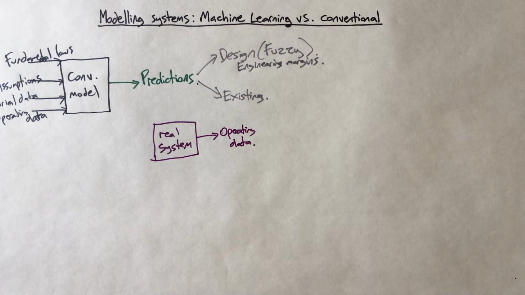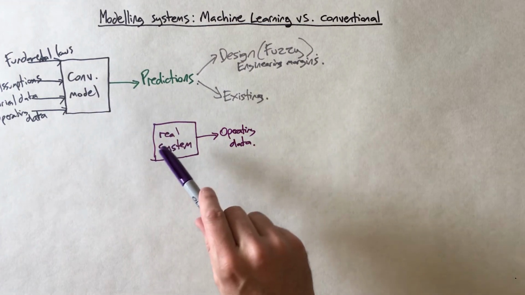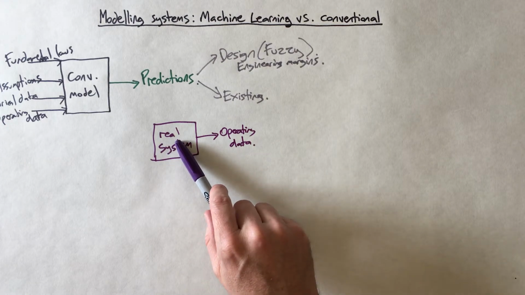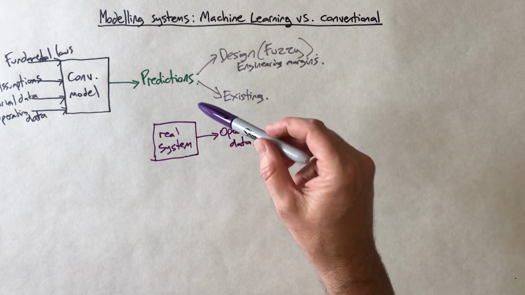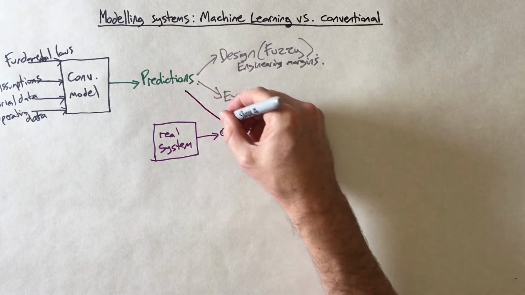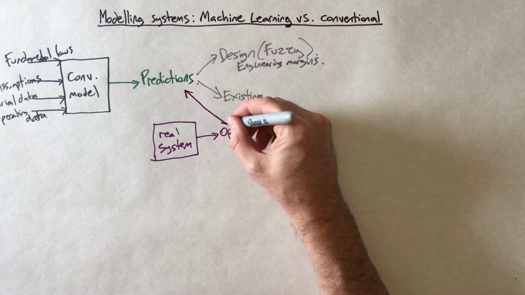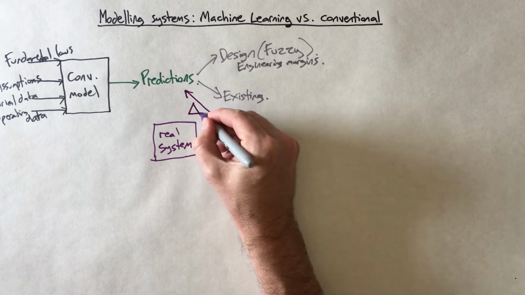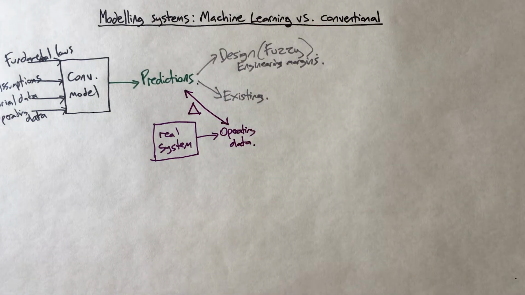And so now what we have is a conventional model of our plant and a real plant operating side by side. We can actually compare these predictions and this operating data. There will be differences between these. I'll represent these by the delta symbol. Delta is the typical symbol that's used to represent a difference.